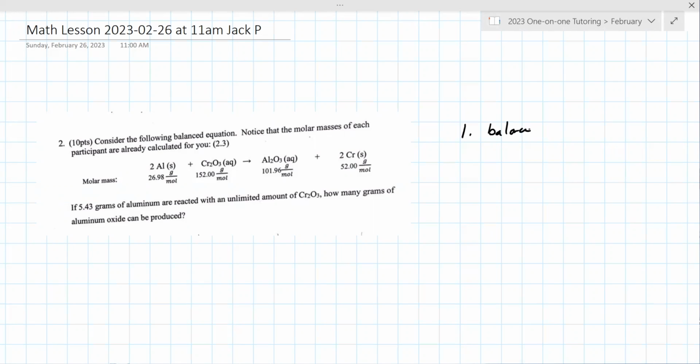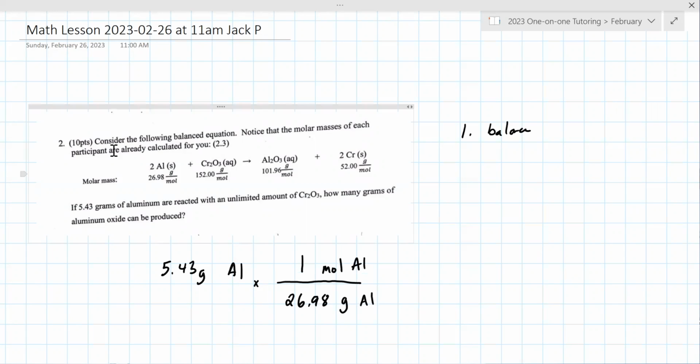So you start with the given grams, so grams of aluminum, and you multiply by the molar mass of aluminum on the bottom here, so 26.98 grams of aluminum in 1 mole of aluminum. That's how you read this number here. All right, then from here, this is your mole conversion.